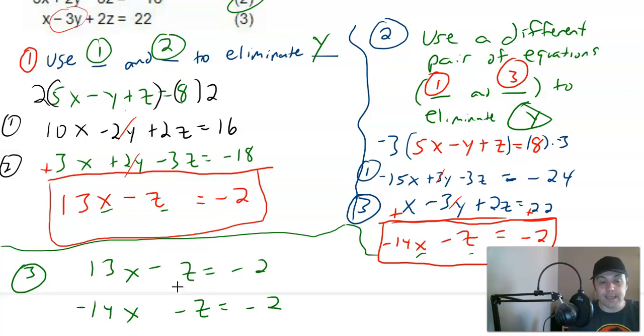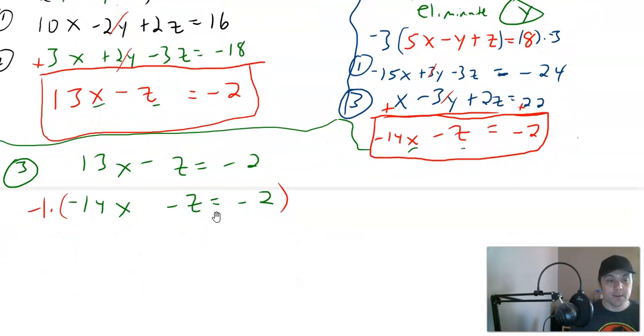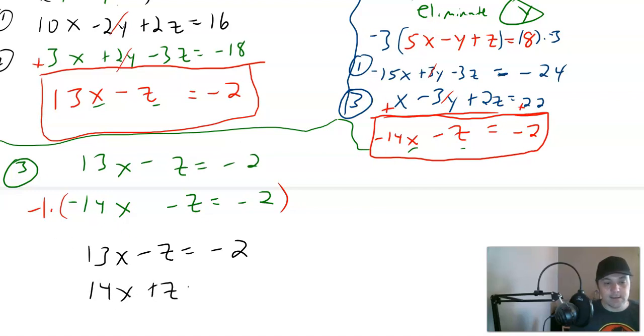They're almost ready to cancel out, except they're both negative. I need one of them to be positive. So I will make the bottom one positive by multiplying both sides of the equation by negative 1. Right, and so what we're going to end up with here is the top equation will stay the same. We have 13x minus z equals negative 2. The bottom equation becomes positive 14x plus z equals positive 2.